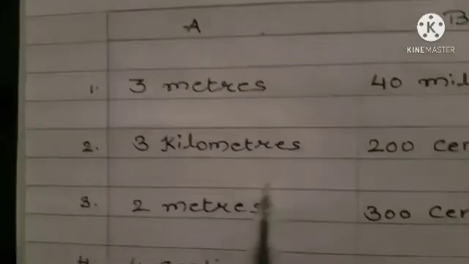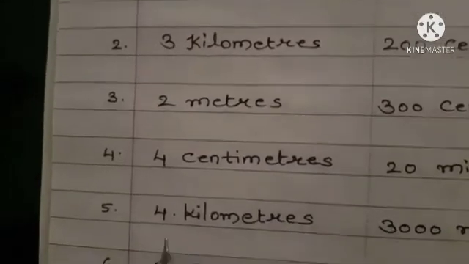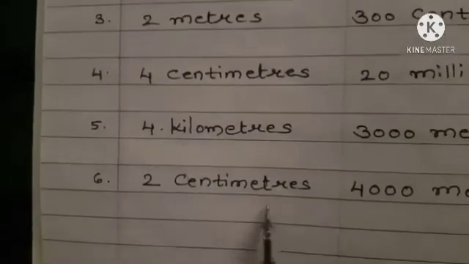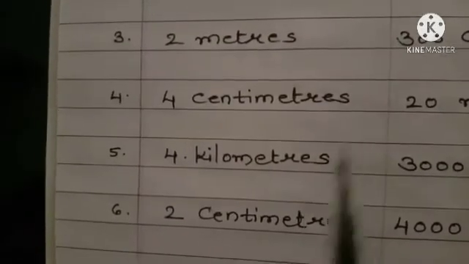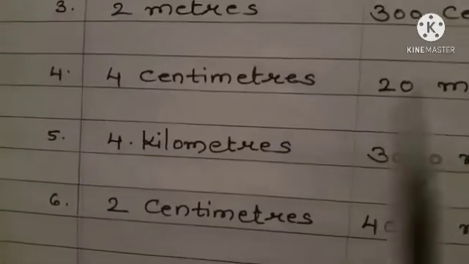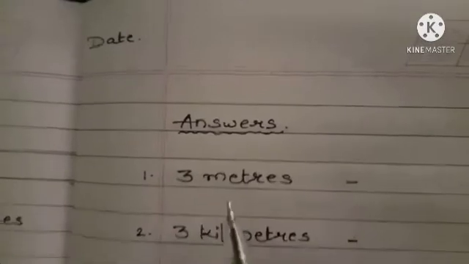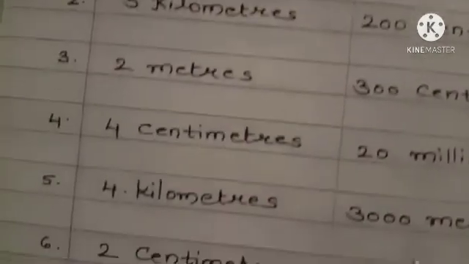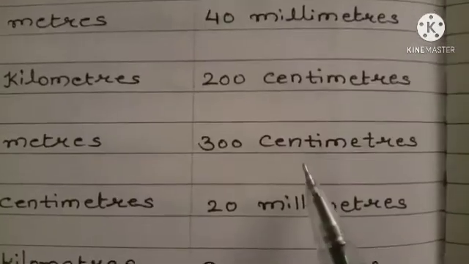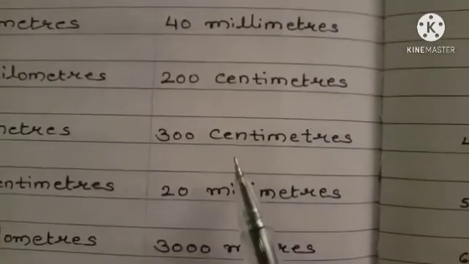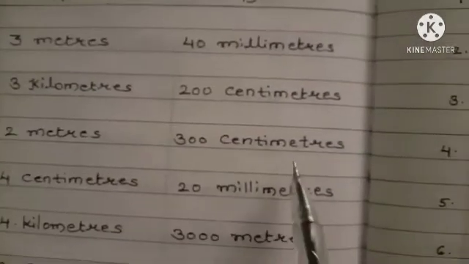So now see here in column A is given 3 meters, 3 kilometers, 2 meters, 4 centimeters, 4 kilometers and 2 centimeters. So we have to convert, means conversion is already given here. We have to find out the right answer from the column B, and we'll write the answers on the next page. So see here, 3 meters. We will convert it as 300 centimeters because 1 meter is equal to 100 centimeters. So 3 meters is equal to 300 centimeters.